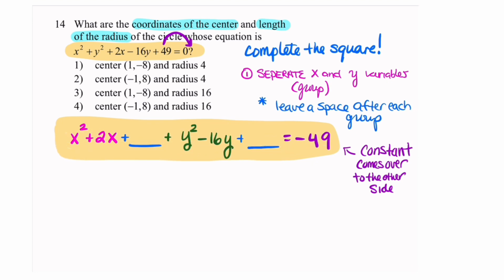Now next is going to be deciding what are those two missing numbers. So those are going to be found by looking at the term next to it. Here, for x, we're going to look at the 2 in 2x. That number is always halved, or divided by 2, and then squared. So half of 2 is 1, 1 squared is 1, and that's the number I'm going to add in there. But I must also add it to the other side of the equation to balance the equation.